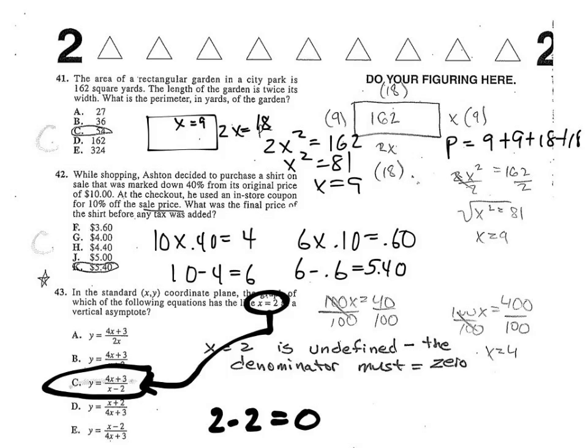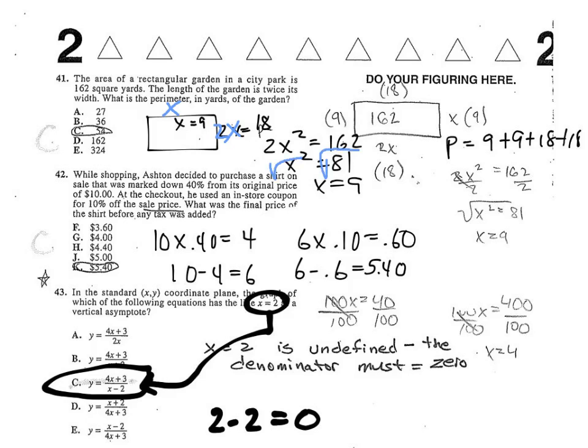For problem 41, they tell you the area is 162, and since the length is twice the width, I call the width x and call the length 2x. So when I multiply those, 2x times x, I get 2x squared equals the 162. Divide both sides by 2 and take the square root, and we get x equals 9.